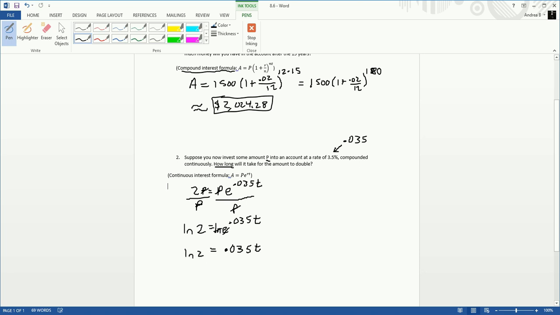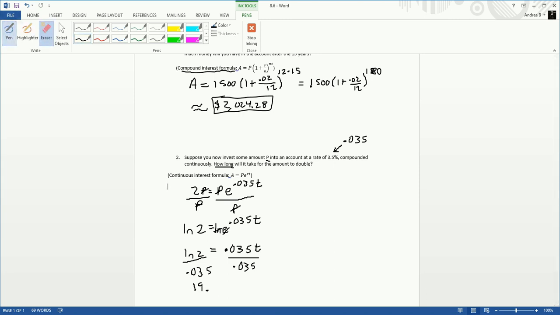And I would just wait to plug that into your calculator until that very last step. So once again, we want to wait to round until the last step here. That way we all get the same answer. So then divide by that 0.035 on both sides to finish getting t by itself here. So then once we divide that out, we should get about 19.8, and our time is always in terms of years in these formulas, 19.8 years.